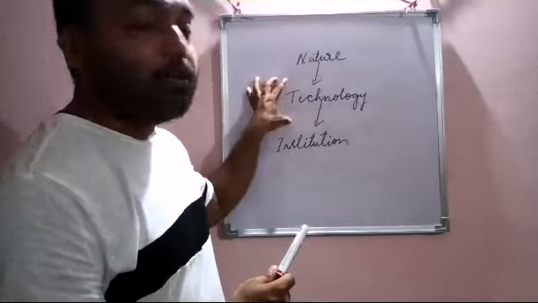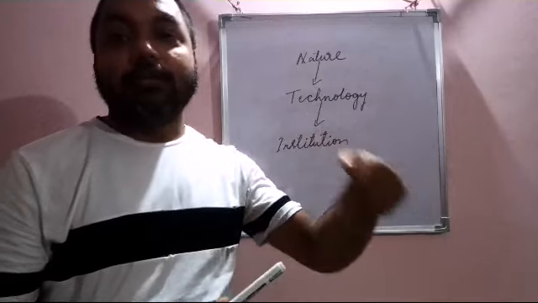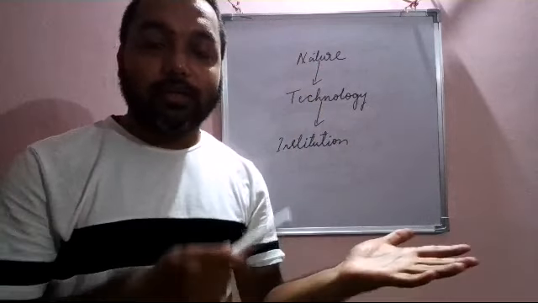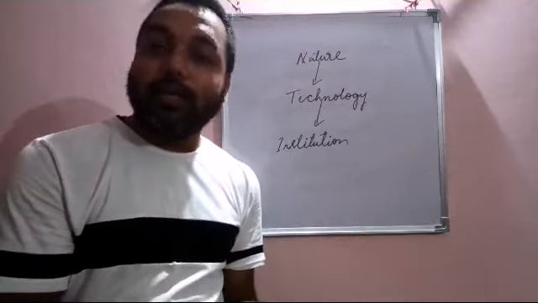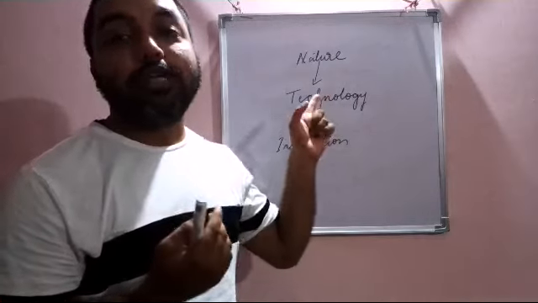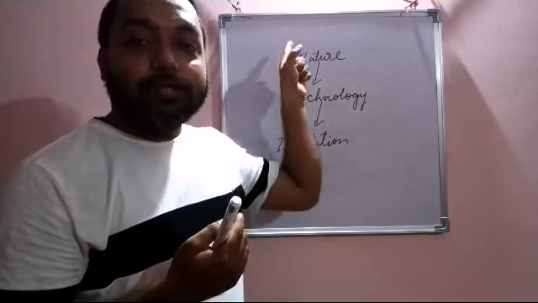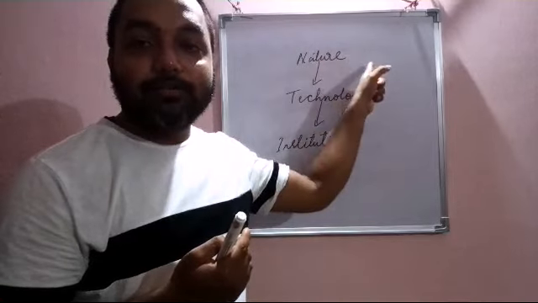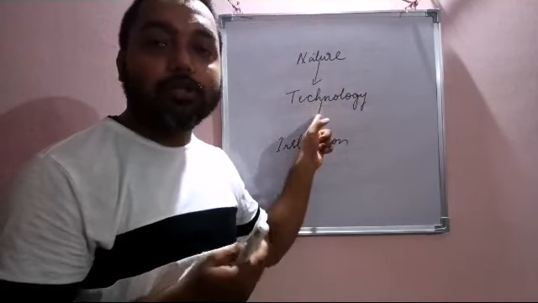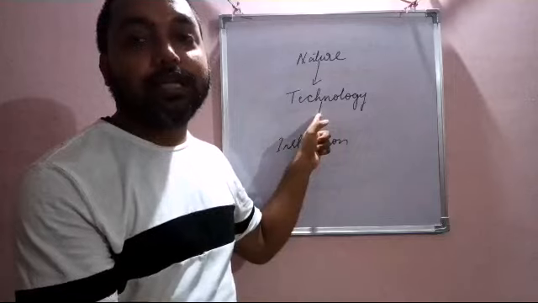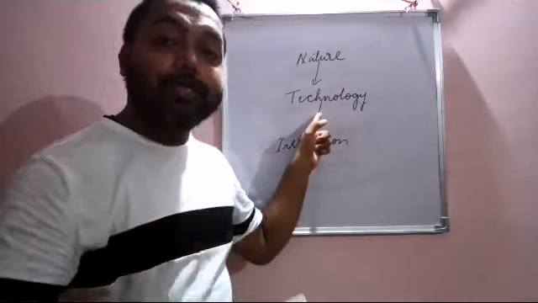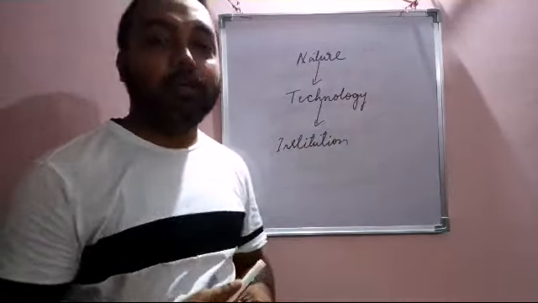Only with the help of technology, firstly we can identify, then we can come to know about its use, and also in the process of extraction we need technology. So the first step is nature. Nature has created resources. Second, with the help of technology we have identified and also extracted and also found out the ways in which we can use that particular resource.